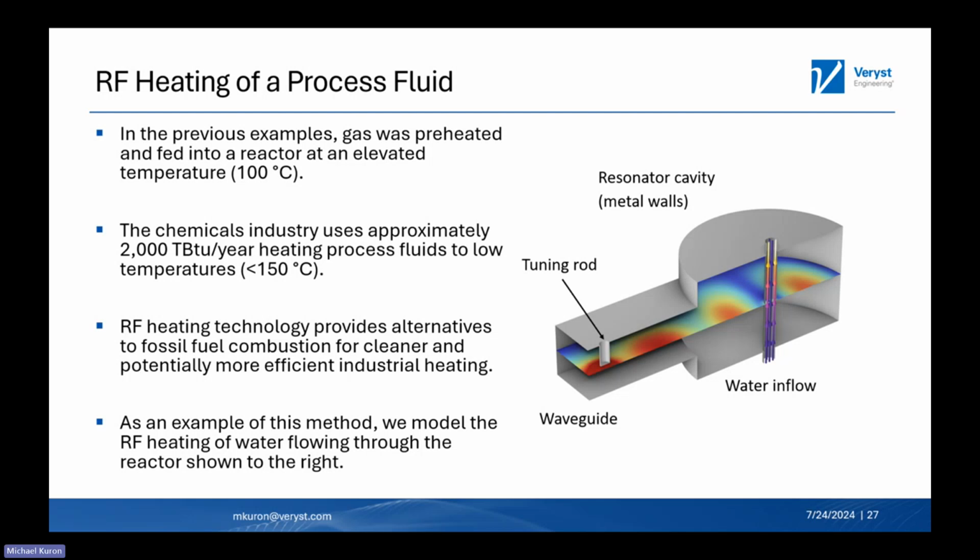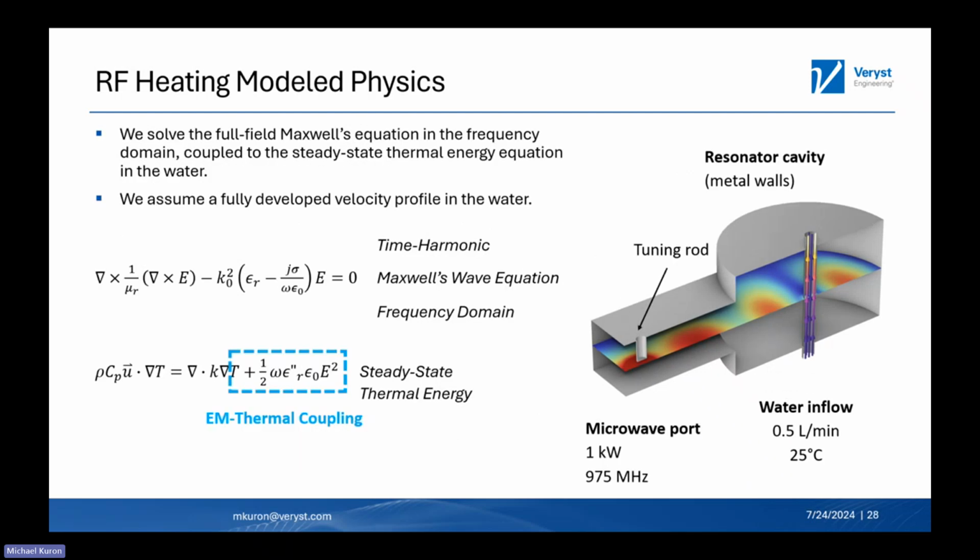And so the example that we're going to talk about here is using a microwave cavity and a tuning which is comprised of a waveguide, a tuning rod, and a resonator cavity, and flowing water through that microwave cavity to collect heat and exit at an elevated temperature. Now, the physics that we're modeling here are at higher frequency. So here we're at almost a gigahertz, or a standard microwave frequency of 975 megahertz.